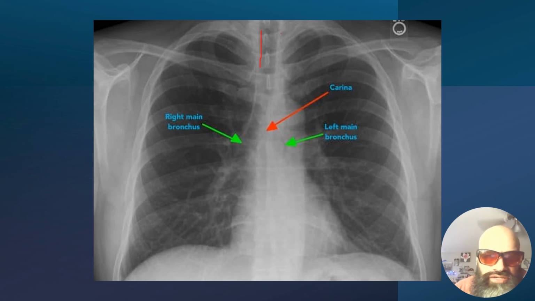Here we have the trachea, the shadow that it forms. Here's a carina. We have the cardiac border here with the left ventricle and the right atrium. Your left and right hemidiaphragm with the costophrenic angles that are sharp here. This is black as it should be because the lungs are mostly filled with air.